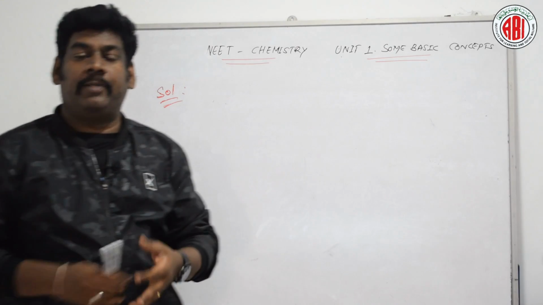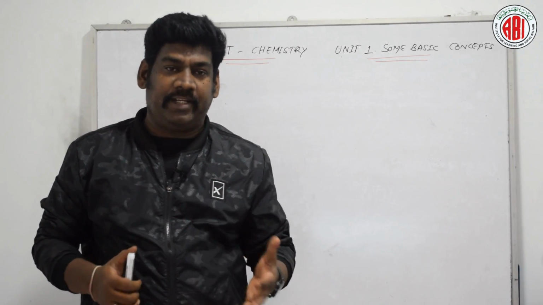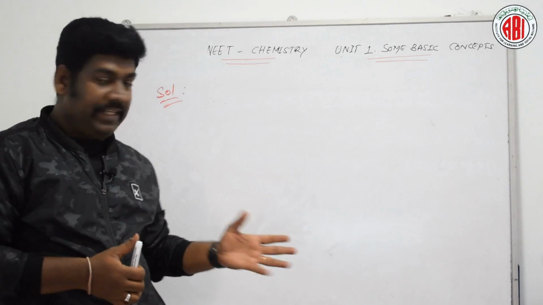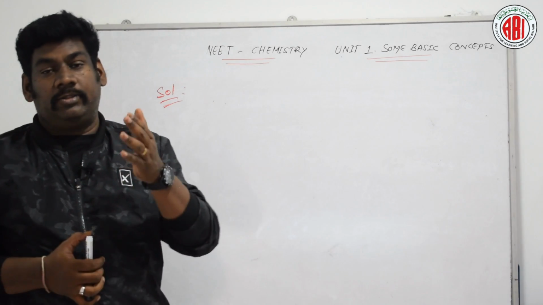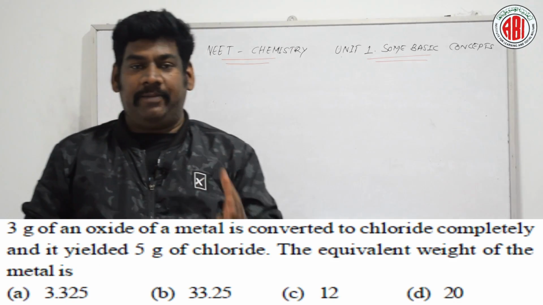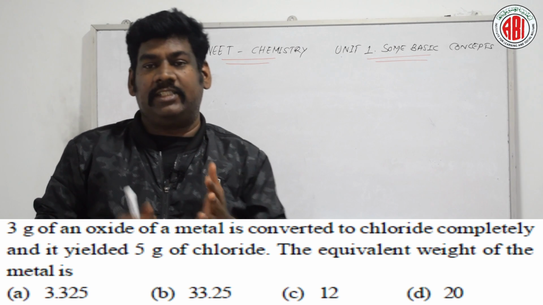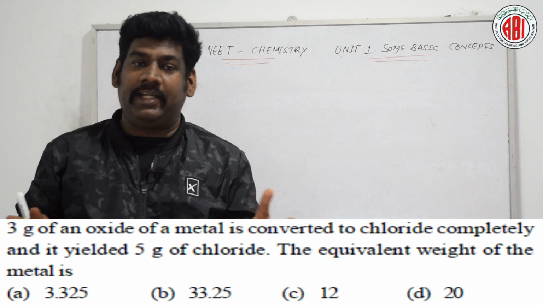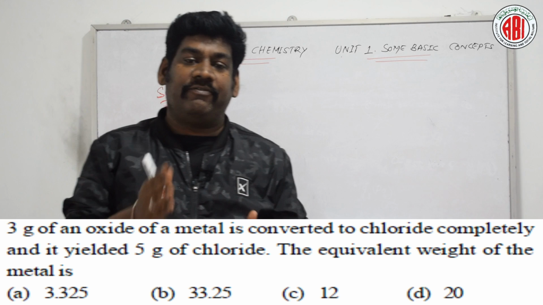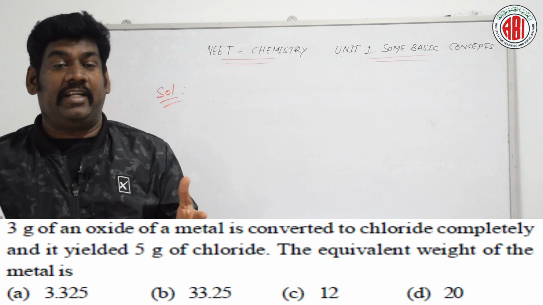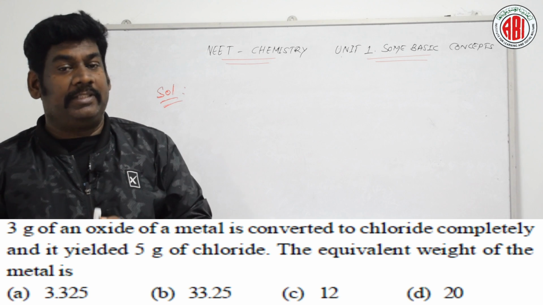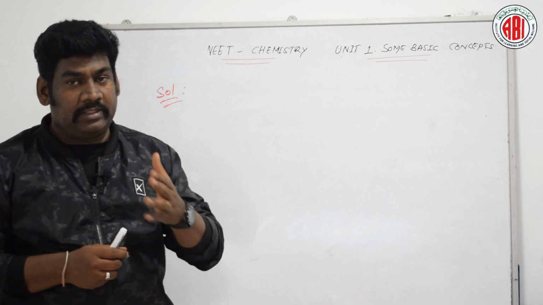The next question is about finding the equivalent weight of a metal. We already did a similar type of problem earlier. So let us see the question. 3 gram of an oxide of a metal is converted completely to chloride and yields 5 gram of chloride. Then find the equivalent weight of the metal. Here are a few options given. So let us see how to solve this problem.